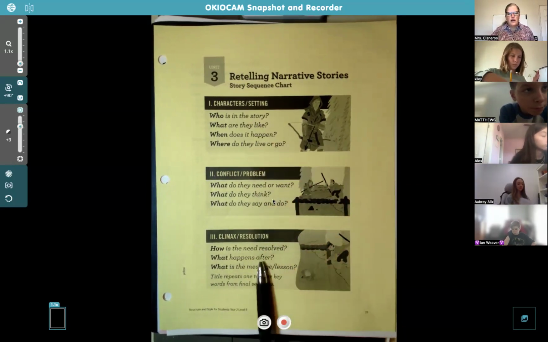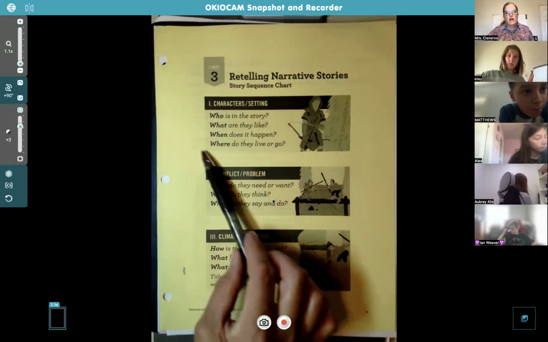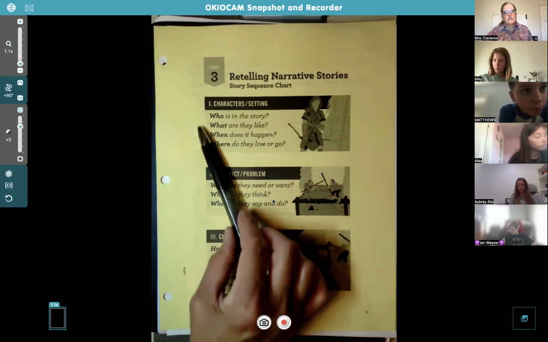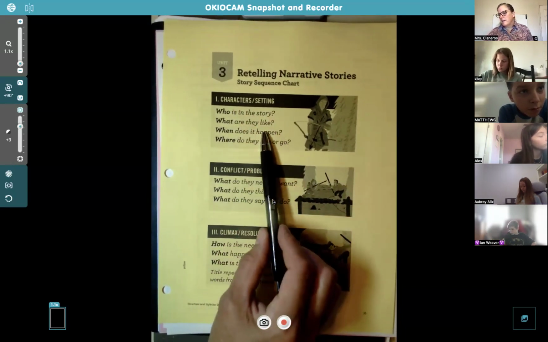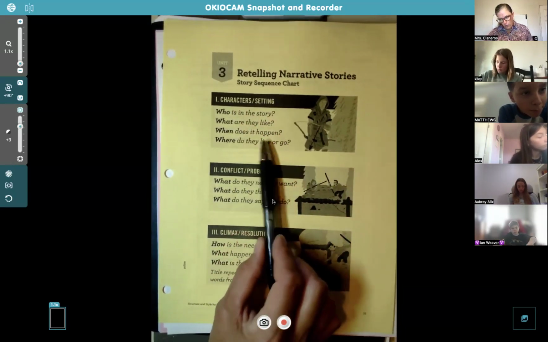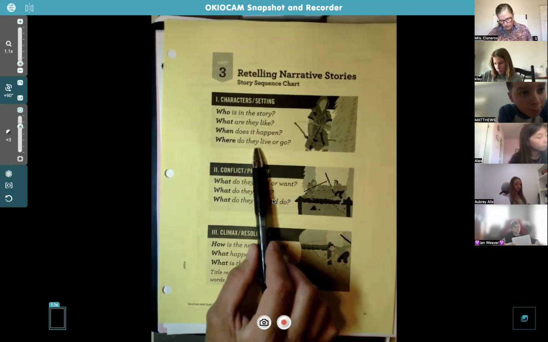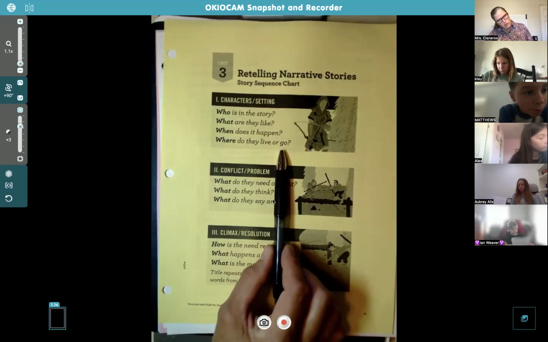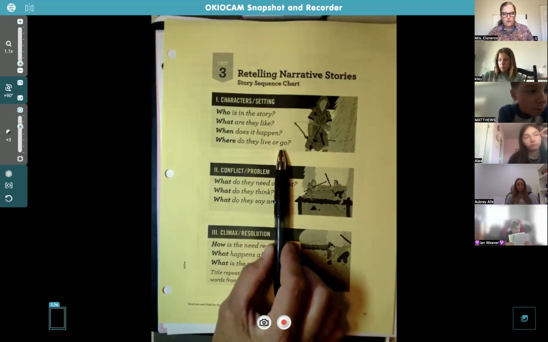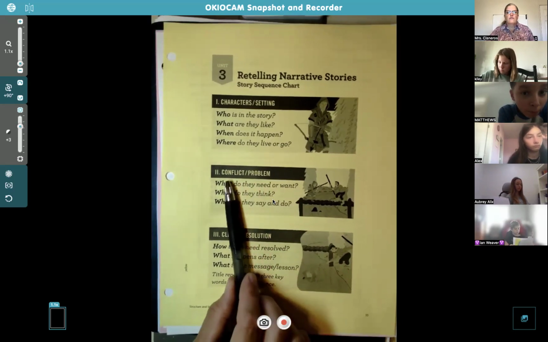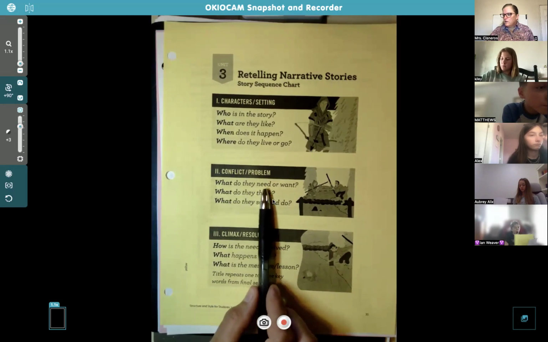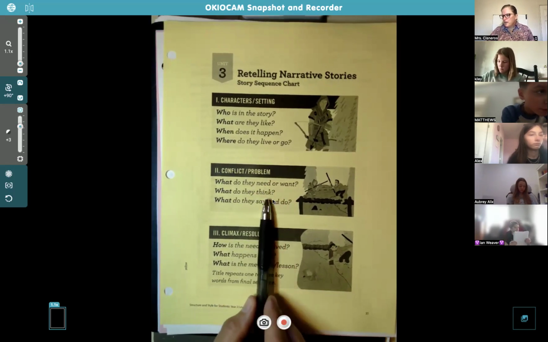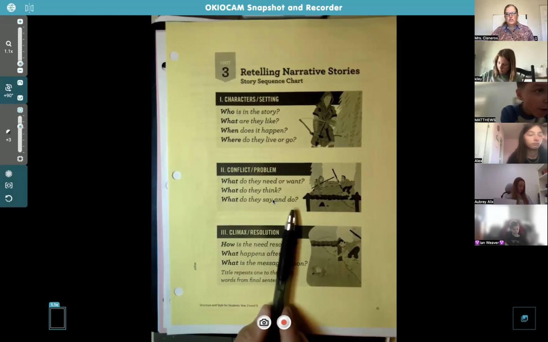There's 3 paragraphs. The opening paragraph usually talks about the characters and setting. Who is in the story? What are they like? When did it happen, or when does it happen? And where do they live or go? That's usually all the things that are in the first paragraph. And then it moves into the conflict and the problem. That's the middle paragraph. What do they need or want? What do they think? What do they say and do?